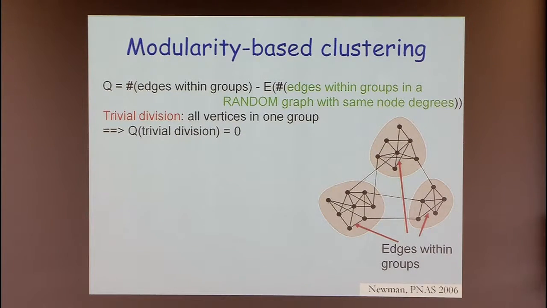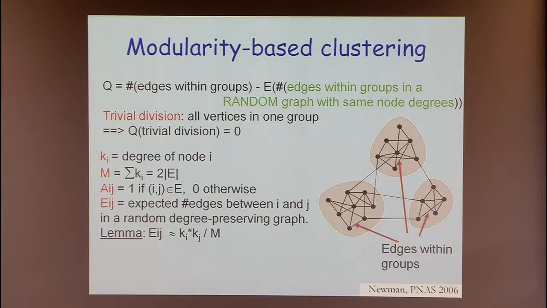So it means that you don't have to specify the number of clusters in advance. If you find some division that maximizes this modularity function, then it automatically identifies the number of clusters. If there is no clustering in your data, then the best you will get is a modularity function of 0. So now I'd like to spend some time explaining how this computation works.